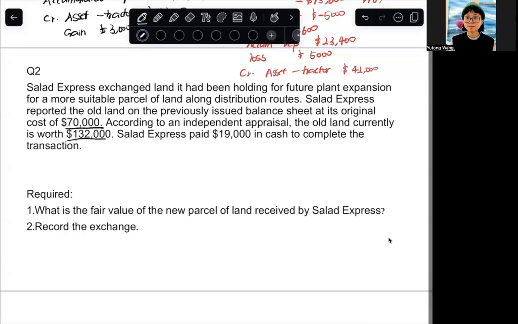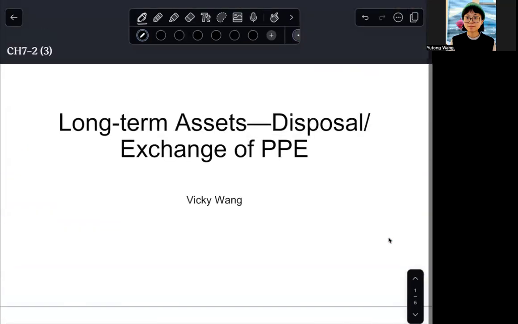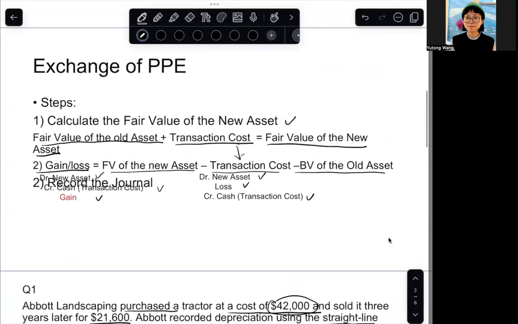And the Salad Express paid 19,000 in cash to complete the transaction. And we also have the transaction cost. First, what's the fair value of the new parcel of land received by Salad Express? So fair value of the, let's look back. The fair value of the new asset equal to the fair value of the old asset plus the transaction cost.